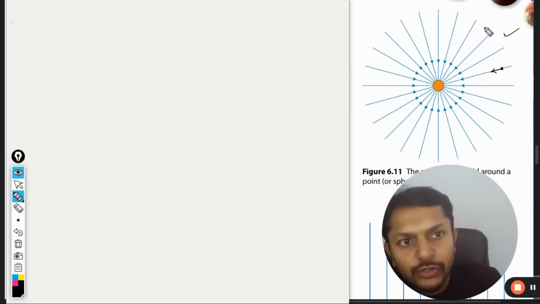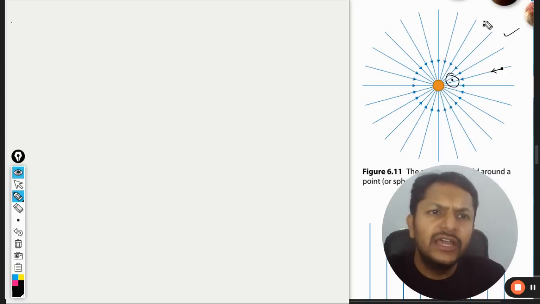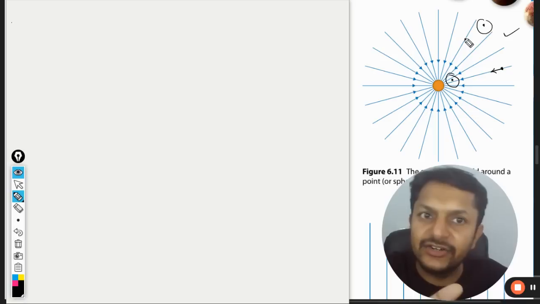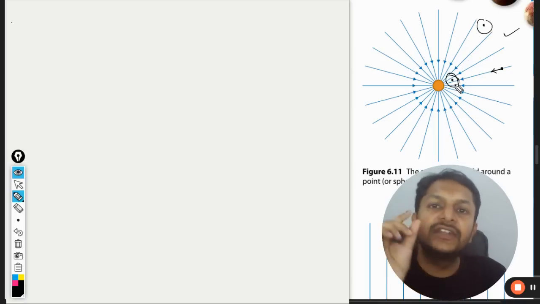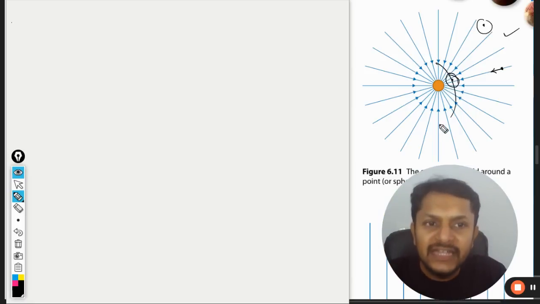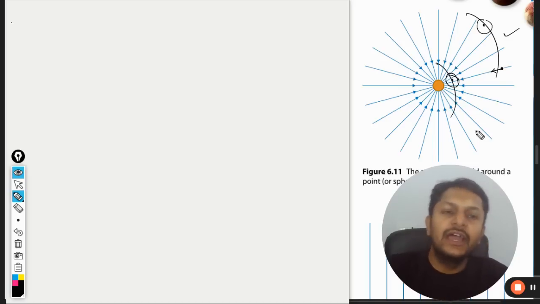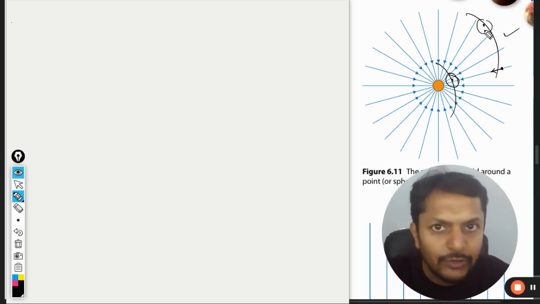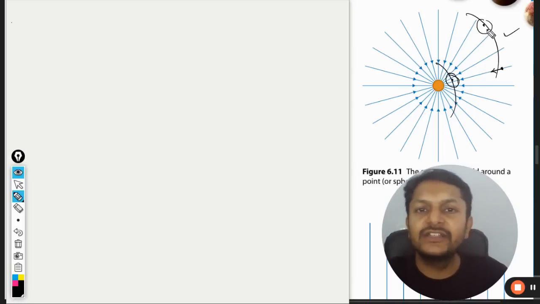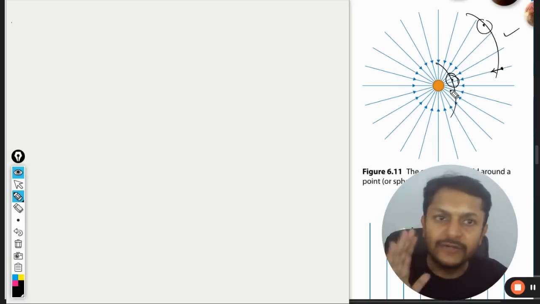Point to be noted, if you compare these two points, here the relative closeness of the field lines is more, and here it is lesser. So clearly at this point the gravitational field intensity is more, and obviously it will be more because it is near the planet. At this point it is lesser, no doubt about it, and moreover it is farther away. The density is lesser here, the density is more there. That is why it is more.